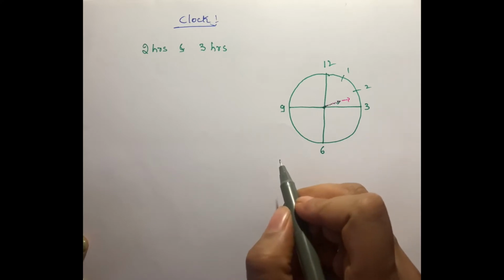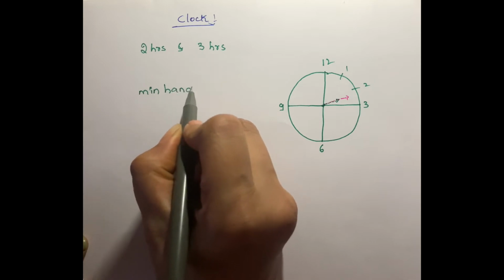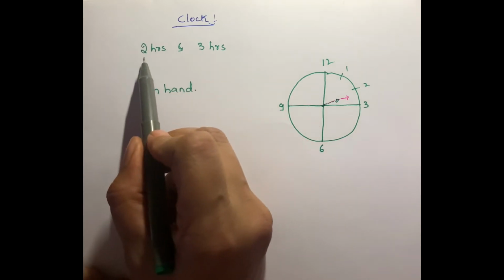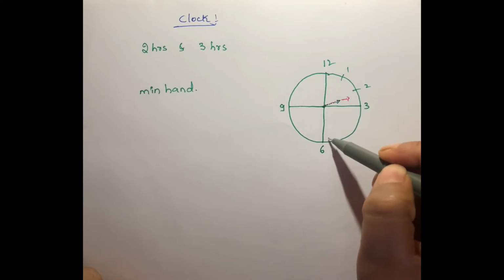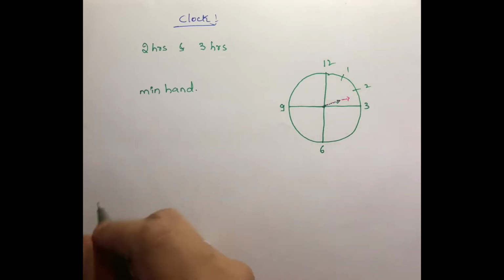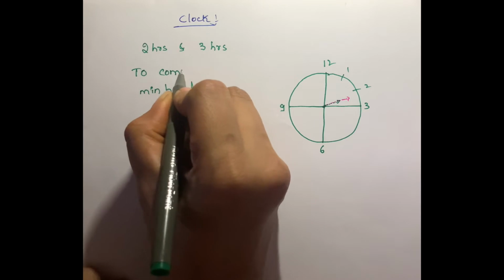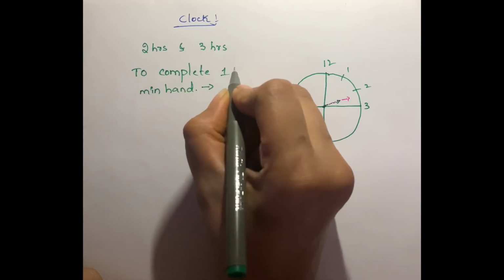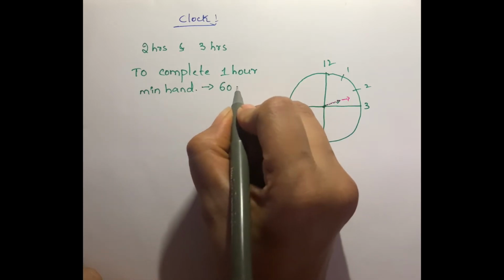See, one small concept here. When it comes to the minute hand, to travel from 2 hours through to 3 hours, that is to travel from this second hour to third hour, how much does the minute hand have to move? The minute hand has to take one complete circle, isn't it? It means that the minute hand has to move for 60 minutes to complete 1 hour. Let me write it here. To complete 1 hour, the minute hand is supposed to move for 60 minutes.